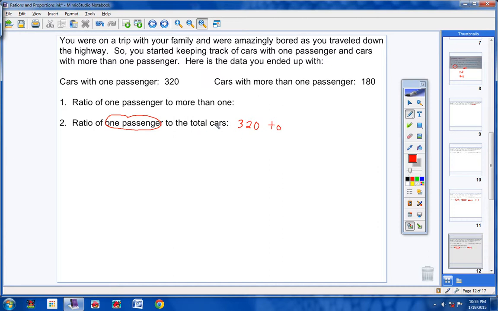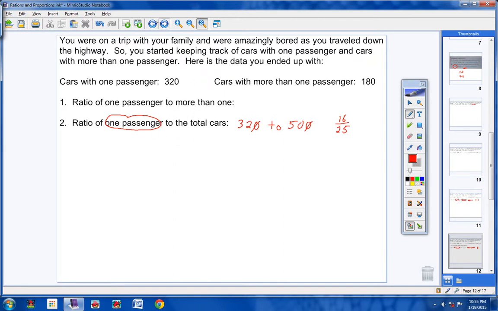The total cars, well, 320 plus 180 would be 500. Okay, let's reduce this. Cross a 0 off, and then divide by 2. You would get 16 over 25, or 16 to 25. Okay, so that would be the ratio of 1 passenger to the total cars. Is this making sense? I hope that it is.